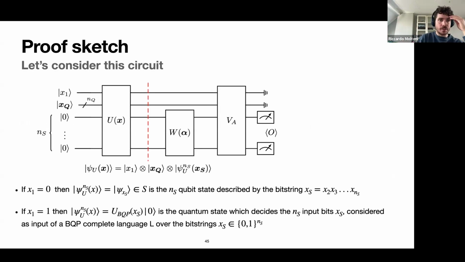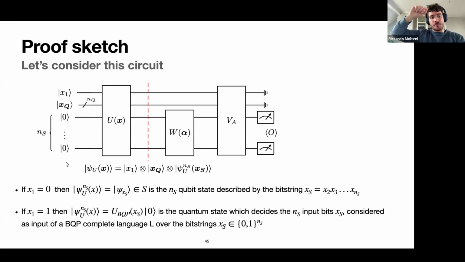How can we do that? I'll give you just a proof sketch. Let's look at this picture, and forget about the registers XQ and BA for the moment. Now we are given x, which is just a bitstring, and U of x will act and create this state psi U of x depending on the value of the first bit of the bitstring.